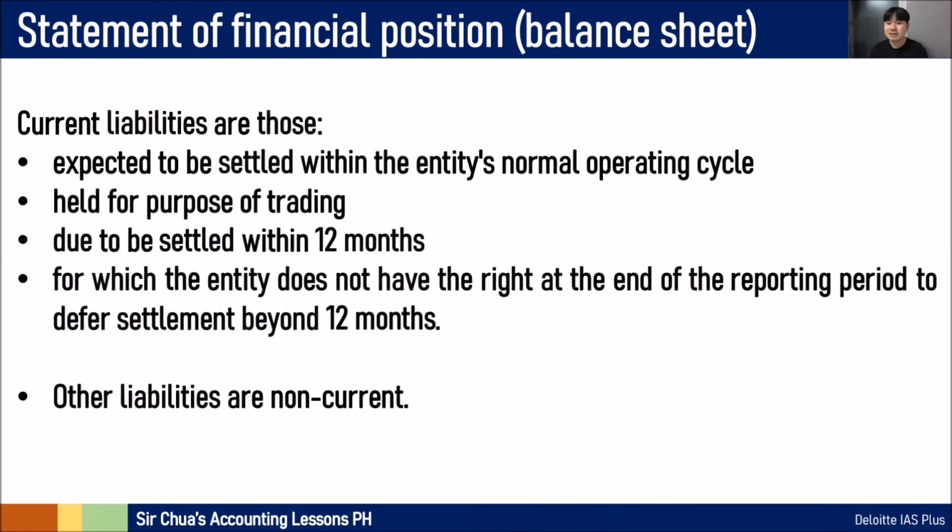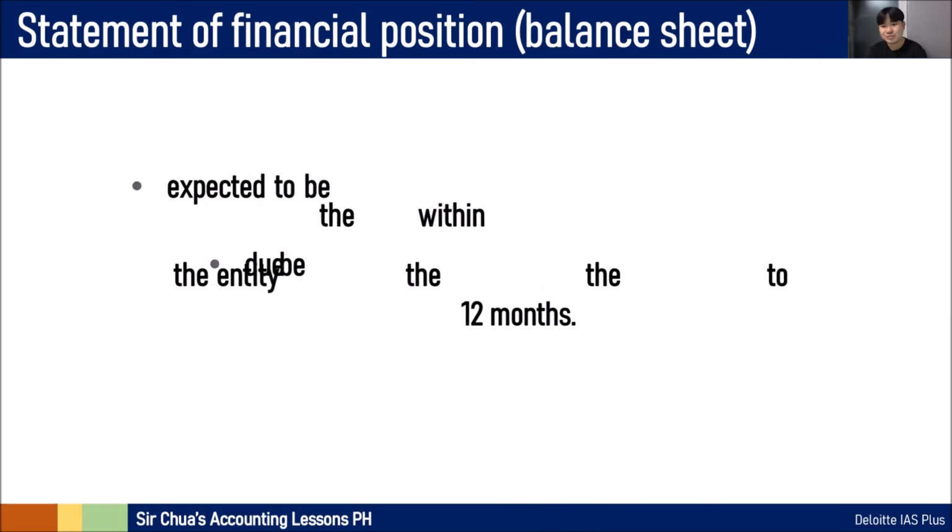Now, for liabilities, if it's expected to be settled within the entity's normal operating cycle, held for the purpose of trading, the best example is accounts payable that is due to be settled within 12 months, and they don't have the right at the end of the reporting period to defer it beyond 12 months, then that is a current liability, and all of these other liabilities that are not current is basically non-current, like bonds, mga long-term bonds natin, yan po, okay? So that makes your statement of financial position.